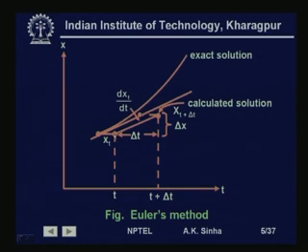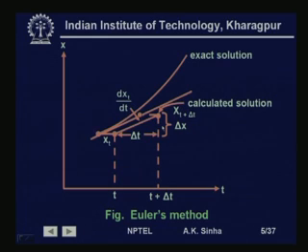Now, if we take a small increment delta t, then we have the value of x at t plus delta t, which will be given by this x t plus a small increment delta x. And what is this small increment? This is equal to the slope that we have into this delta t. So, slope at this point into delta t will give me this delta x, and therefore, the value of x at t plus delta t is given by this x t plus delta x, which is nothing but dx by dt into delta t. So, this delta x is this value.